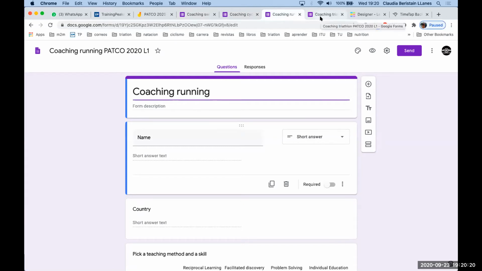Sorry. Which group are we? Alex, you are in group, let me see, breakout rooms. Alex, you are in group number 4. And Jorge, you are in group number 4 too. So we are doing running. You are doing swimming again. Group number 4 is also doing swimming.